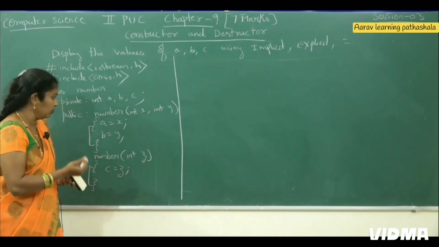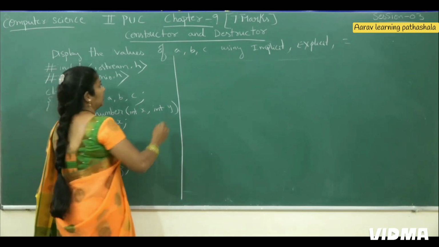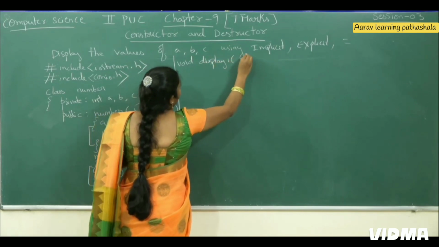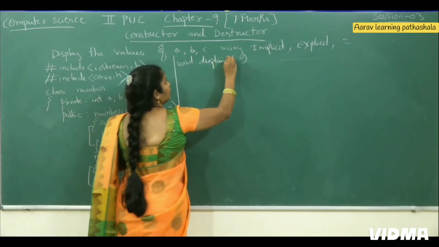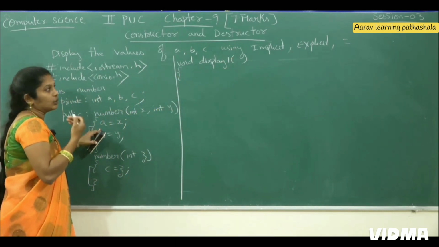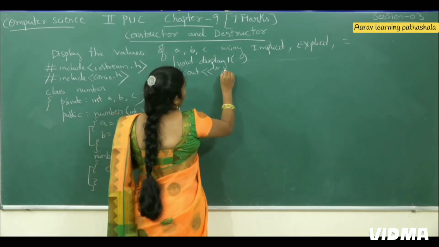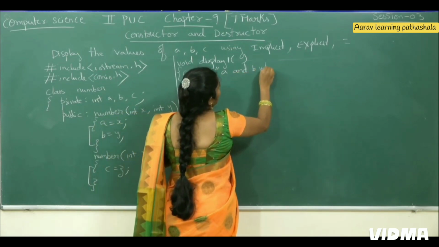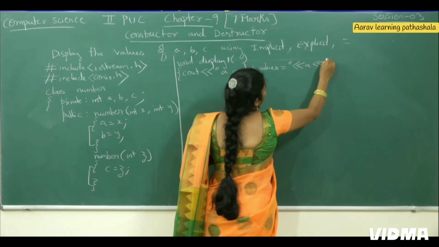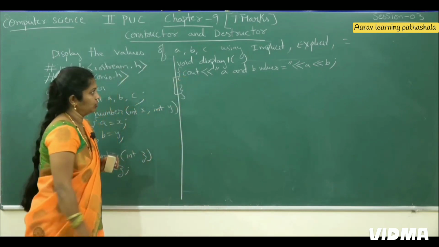Next, one more function we will take, that is to display the values. Here void display1. Display1 function I am taking here. Here I am going to display the values of a and b. cout, insertion operator, a and b values equals, display the value of a and then display the value of b. Then close this function display1.